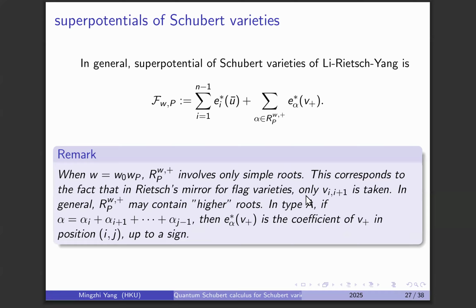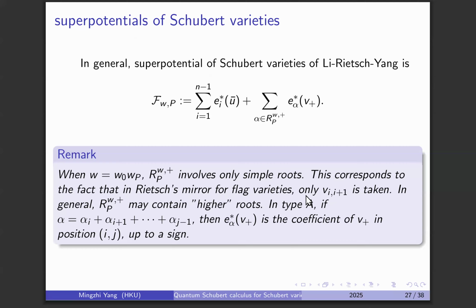And the key point actually lies in the positive roots I told you earlier. Remember that R_w consists of only simple roots if w equals w_0 w_P. This actually corresponds to the fact that in the Lietsch superpotential, we only take the matrix coefficients of both the diagonals of U1 and U2. But in general, we might have not just simple roots, we have higher roots.